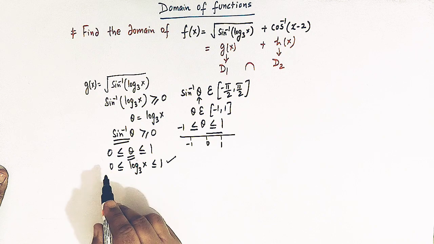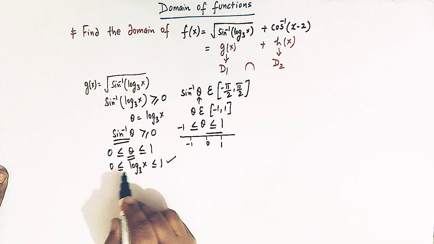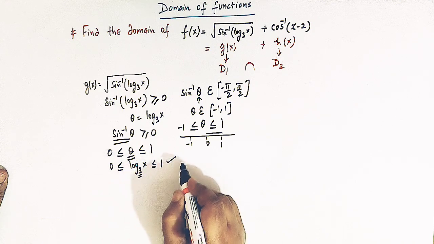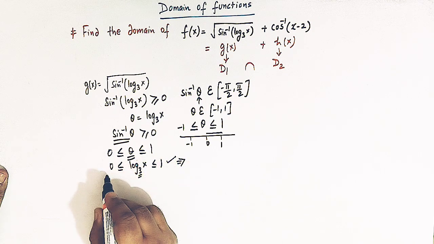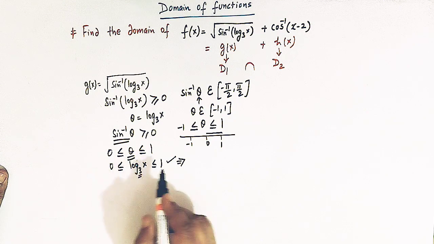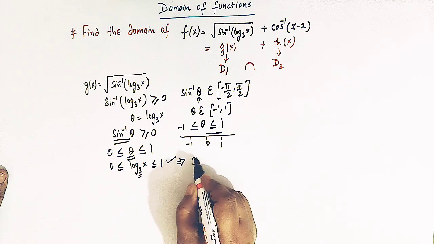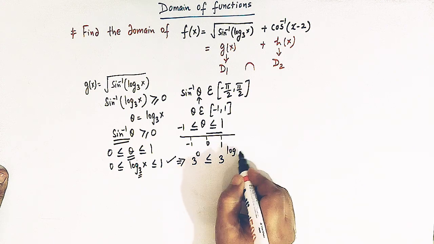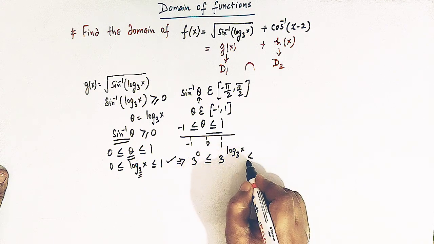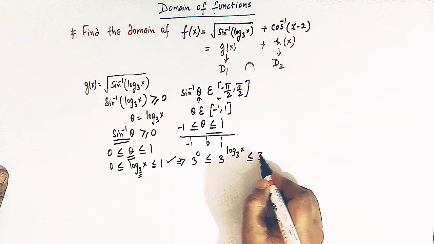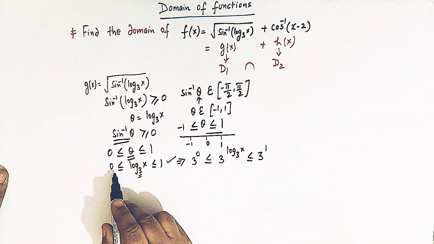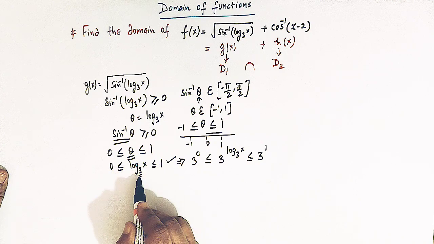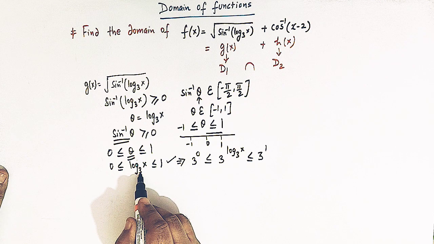Now see, if we raise all these three numbers to the power of 3, then let us see what we get. So we'll take the number 0 to the power of 3. Then we have 3 raised to log of x to the base 3, and here we have 3 raised to 1. So what we have done here, we have raised these three numbers to this base 3, right?